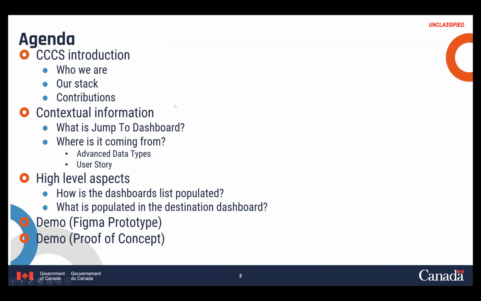Then I'll be moving on to some contextual information, basically. So what is Jump to Dashboard? Where is it coming from? Touching on the advanced data types and the user story that drove our effort. And then I'll touch base on some high level aspects. So how is the dashboard list being populated and what's going to be populated in the destination dashboard? And I'll wrap it up with a Figma prototype, and I'll hand it over to Ryan for him to demo the proof of concept that we have running here.